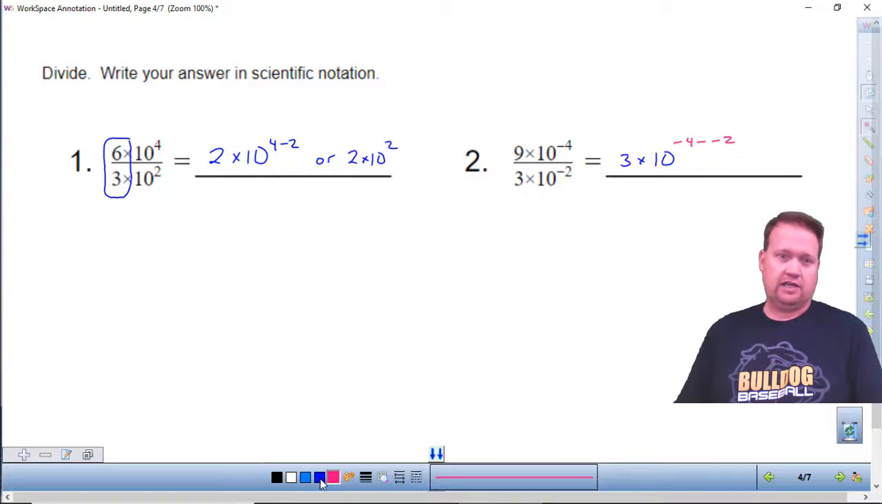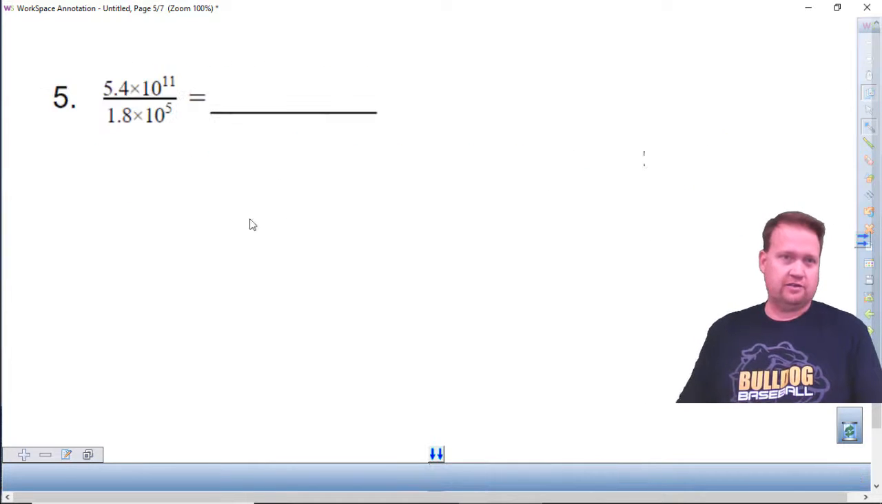And it's really important that we understand that when we have two negatives next to each other, those become a plus, and -4 plus 2 gives us a final answer of 3 times 10 to the -2 power. So that's all there is to that one.